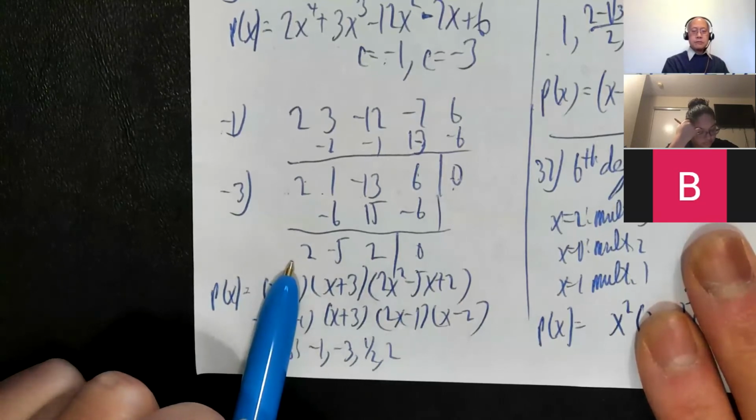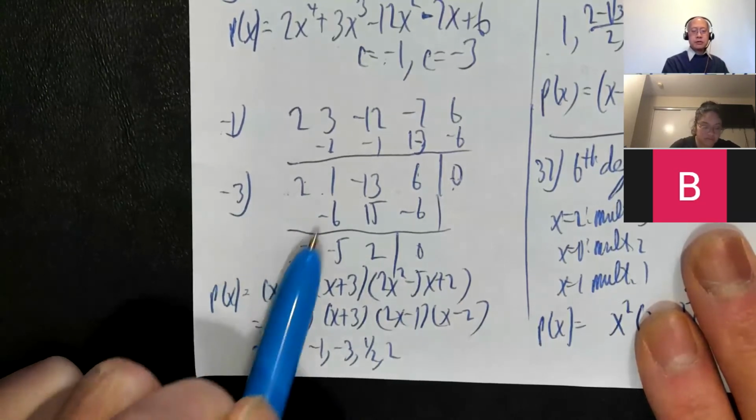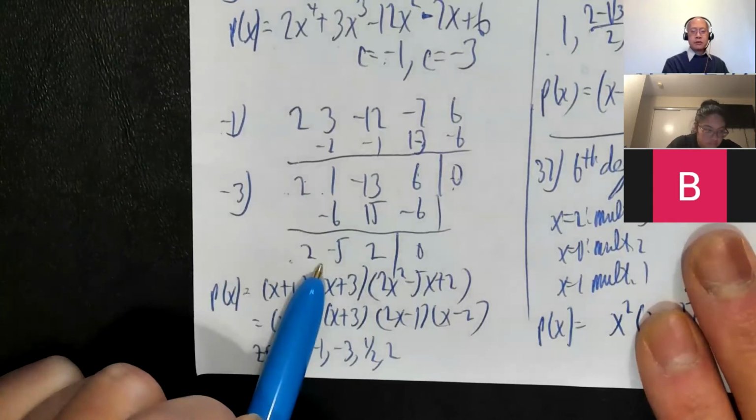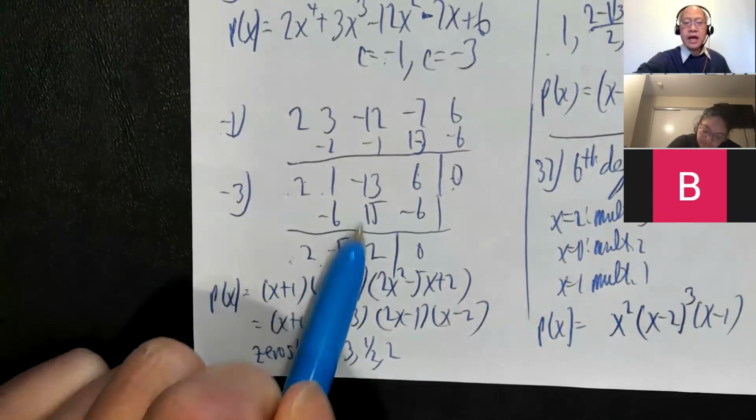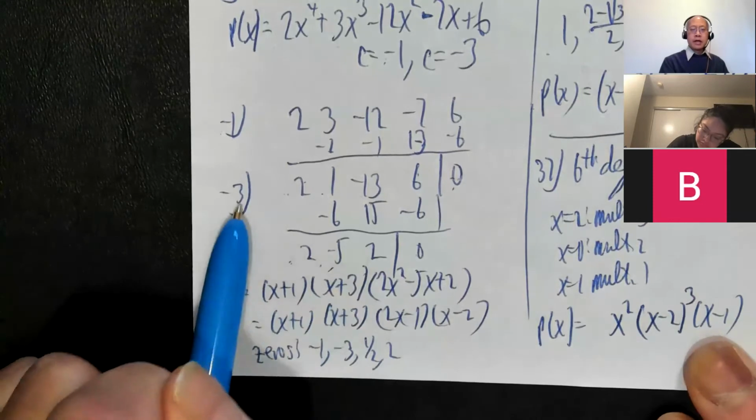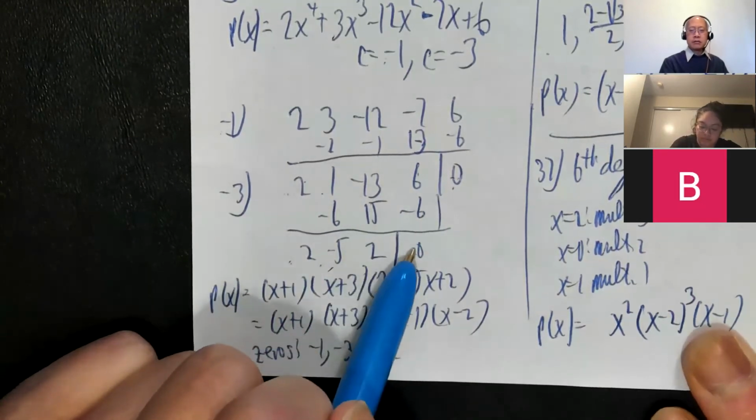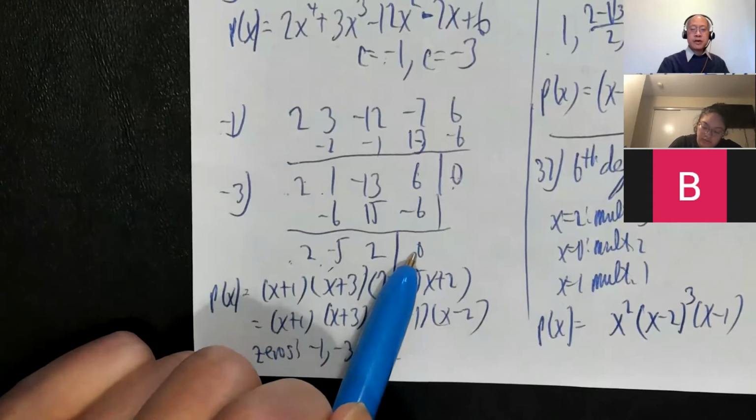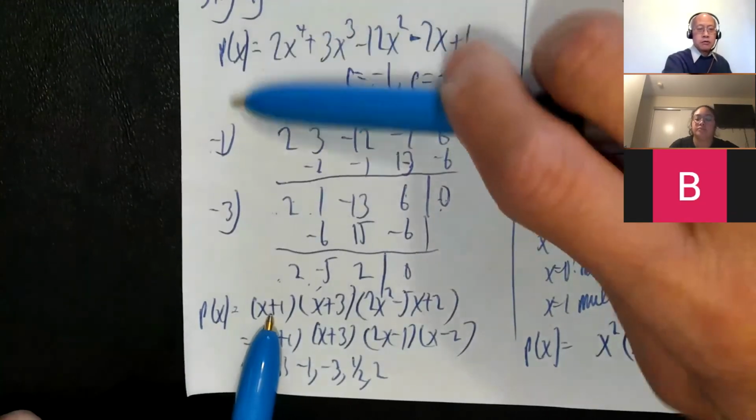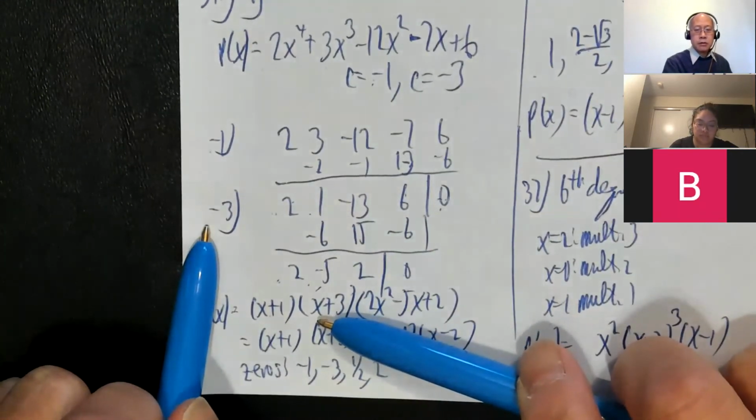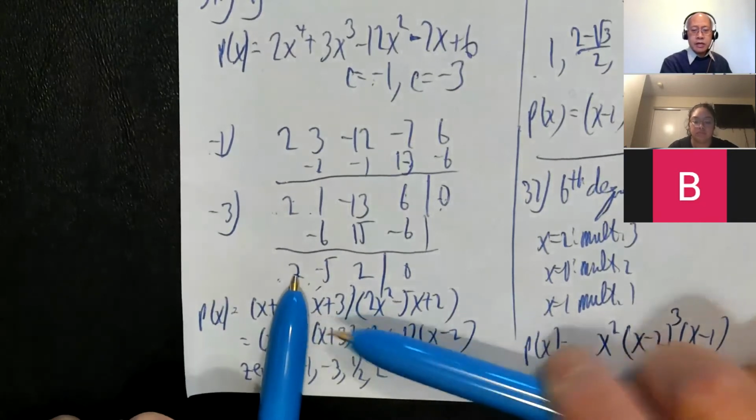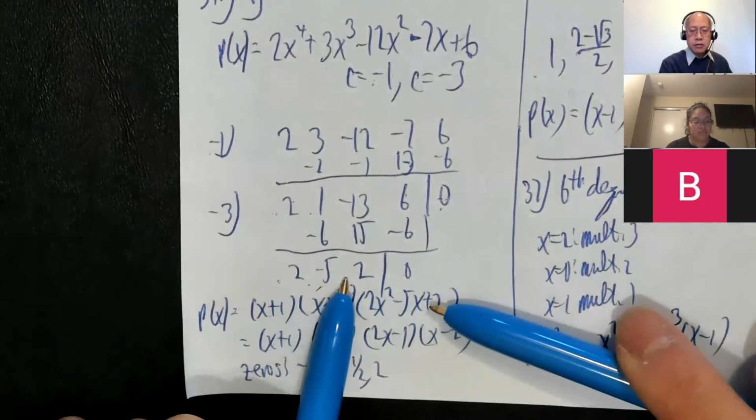2 comes down. Multiply, -3 times 2, -6, add, -5. Multiply, -3 times -5 is 15, add 2. -3 times 2 is -6, add 0. Just as we expected. So now the original polynomial, where'd it go? Here it is, now has a factor of x plus 1 from here, x plus 3 from here. And how do I read this? 2x squared minus 5x plus 2.